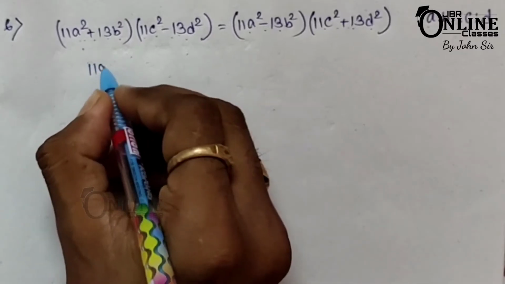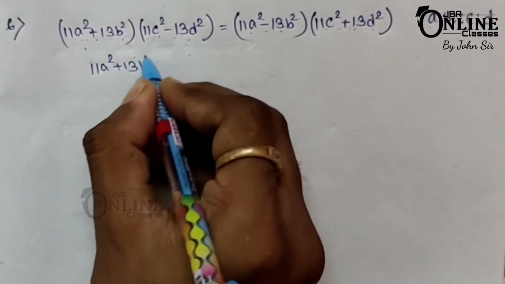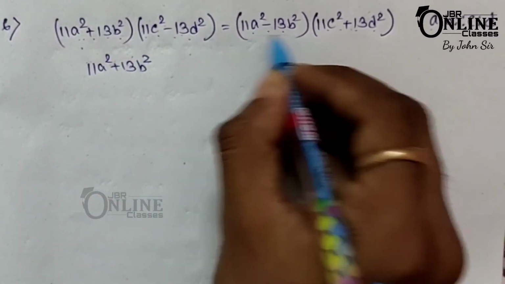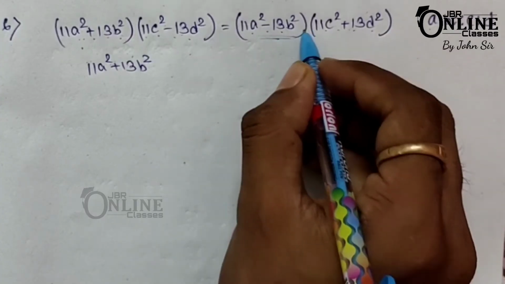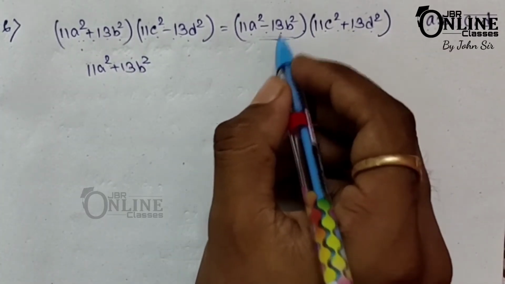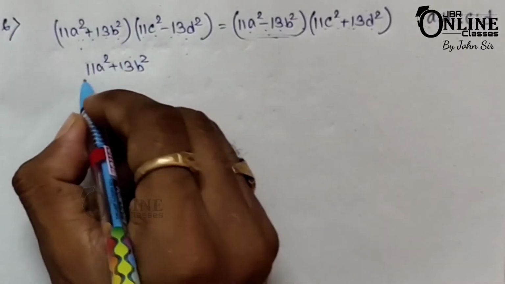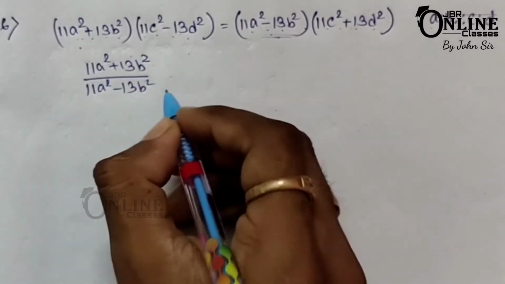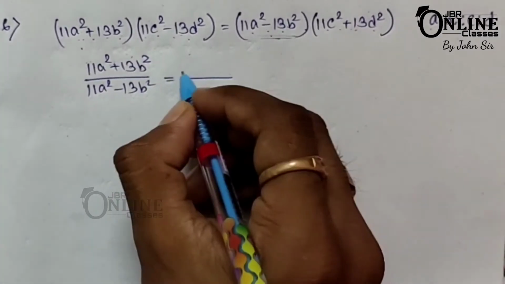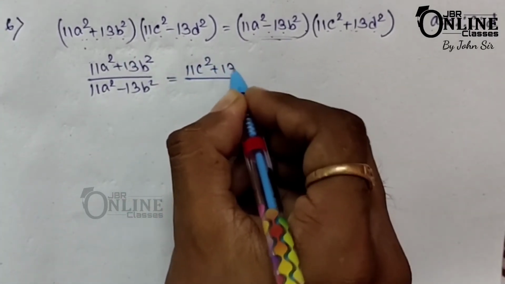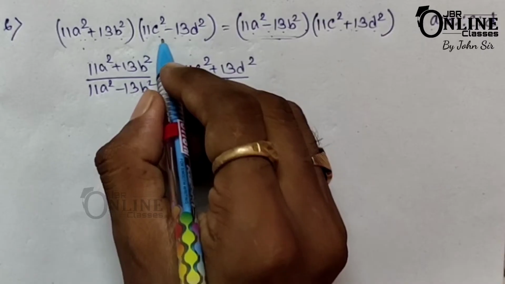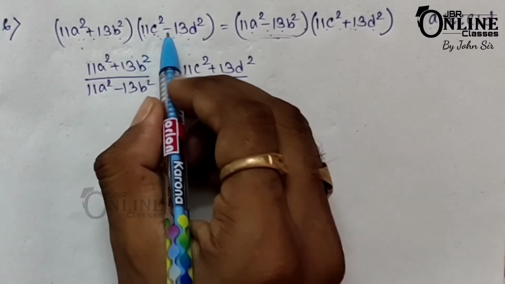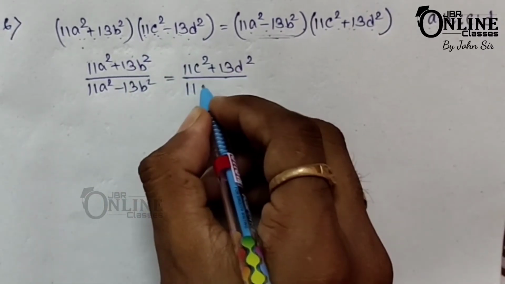So first write down 11a square plus 13b square, and here a square b square, this portion will be in multiply. So if you transfer this one to the left hand side, it will be divided by 11a square minus 13b square. In the right hand side, in numerator 11c square plus 13d square, and in the denominator 11c square minus 13d square.